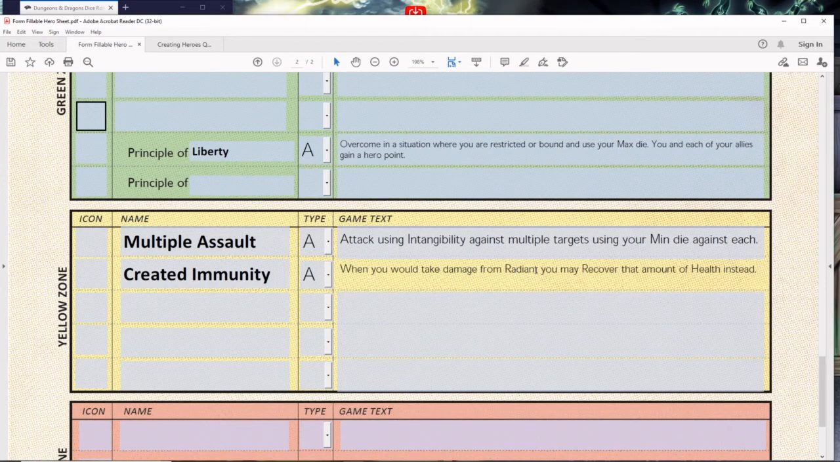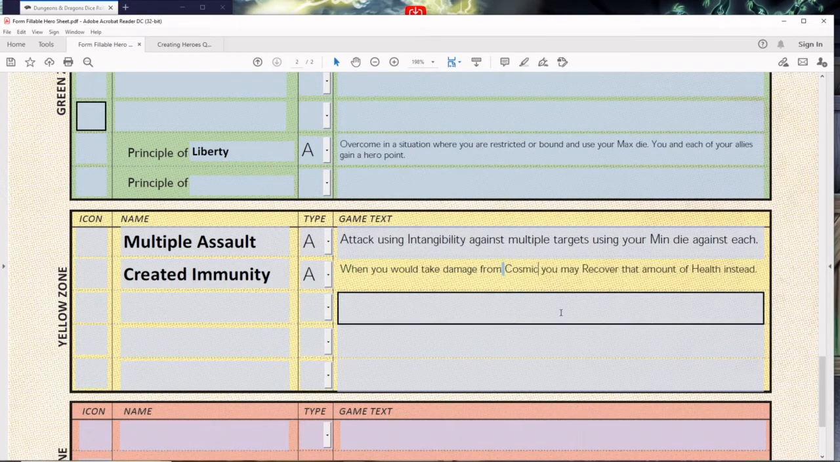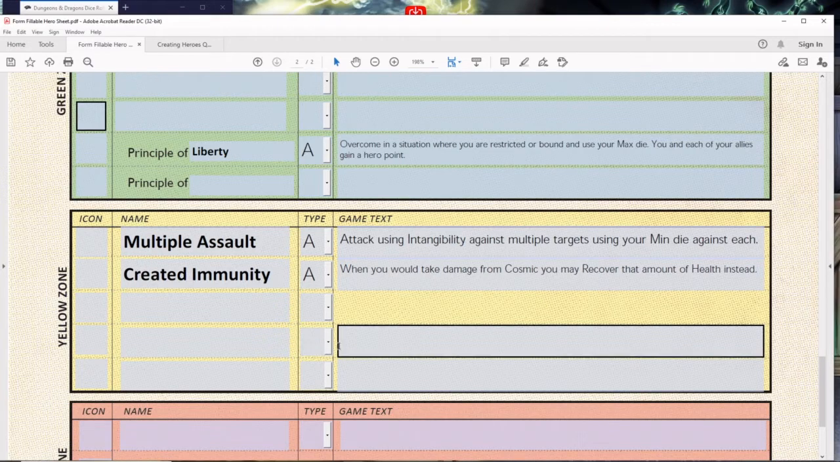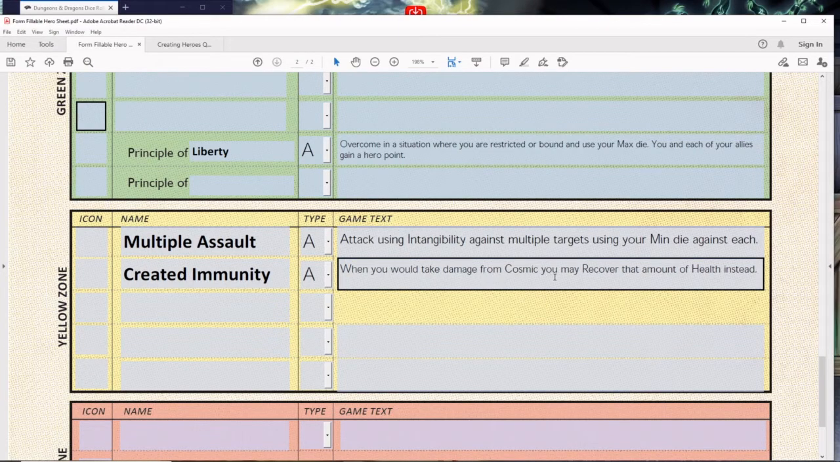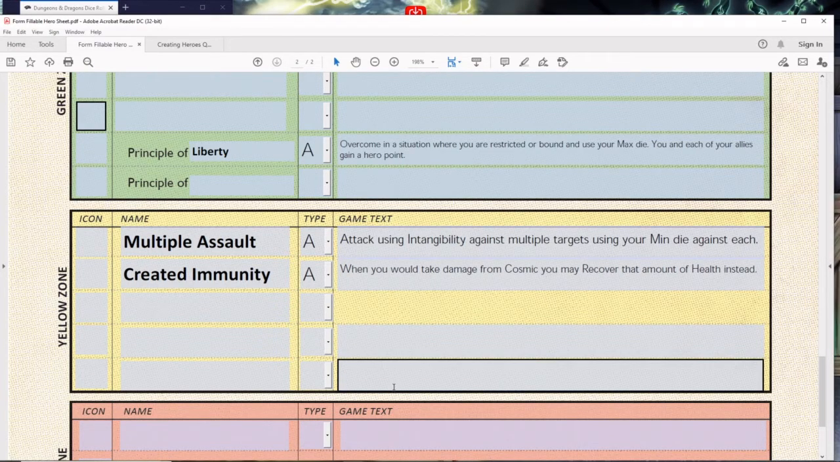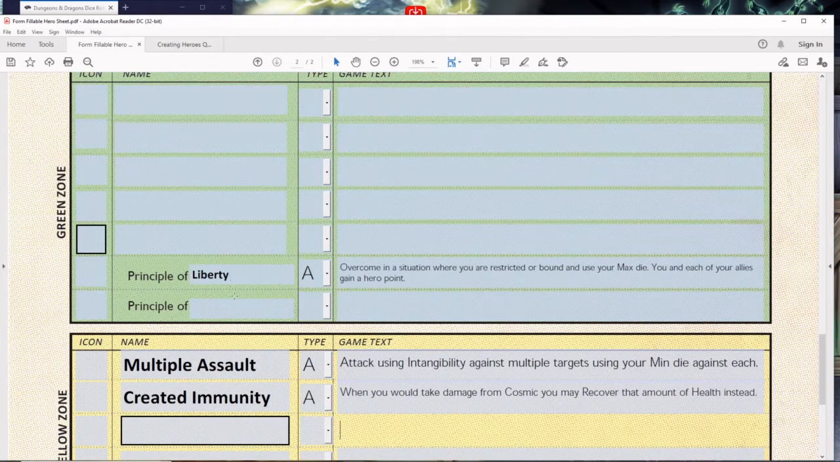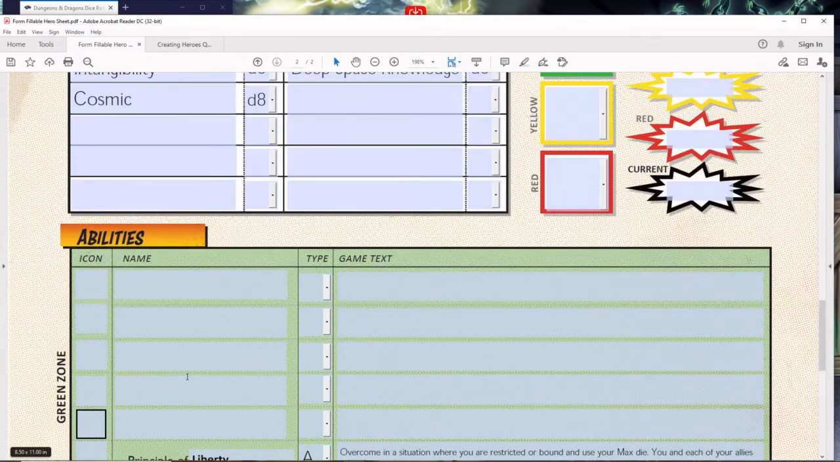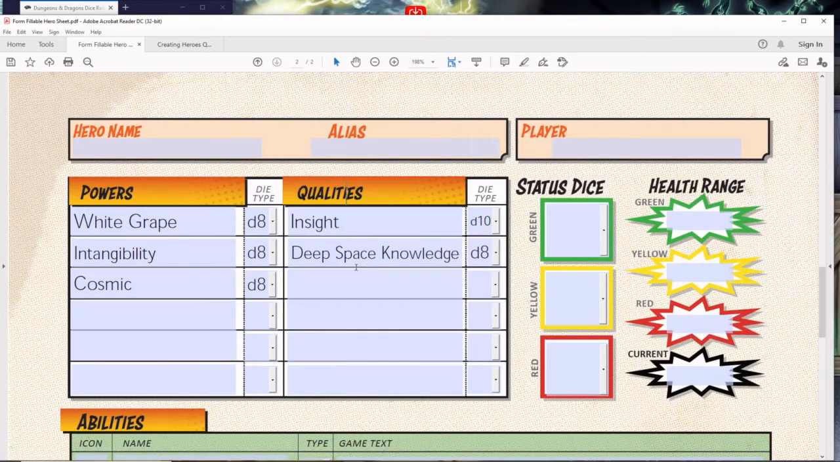I think I'll go ahead and do that. Radiant is pretty rare. Okay. So yeah, when you would take damage from cosmic, you may recover that amount of health instead. We'll rename these later. Most of these you do not rename, except for the signature weapon, signature vehicle type stuff. I'm just going to note this is a vehicle.